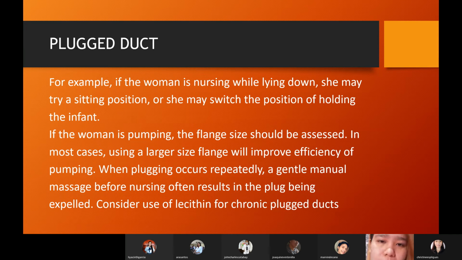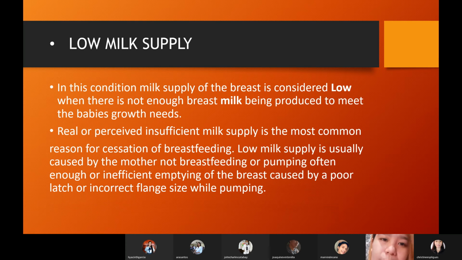For example, if a woman is nursing while lying down, she may try a sitting position or she may switch the position of holding the infant. If a woman is pumping, the flange size should be assessed. In most cases, using a larger size flange will improve efficiency of pumping when plugging occurs repeatedly. A gentle manual massage before nursing often results in the plug being expelled. Consider use of lecithin for chronic plugged ducts.